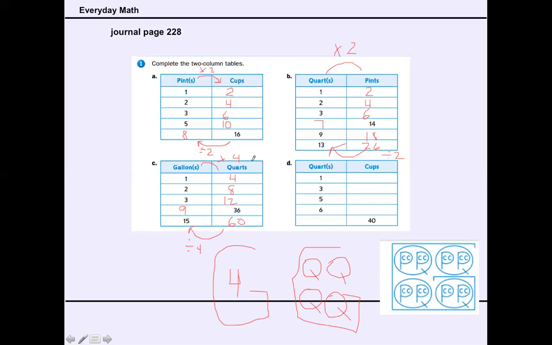So if I'm going from gallons to quarts, I'm multiplying by 4. If I'm going from quarts to gallons, I'm dividing by 4. Now let's go to our last one, quarts to cups. So in 1 Q, there are 1, 2, 3, 4 cups.